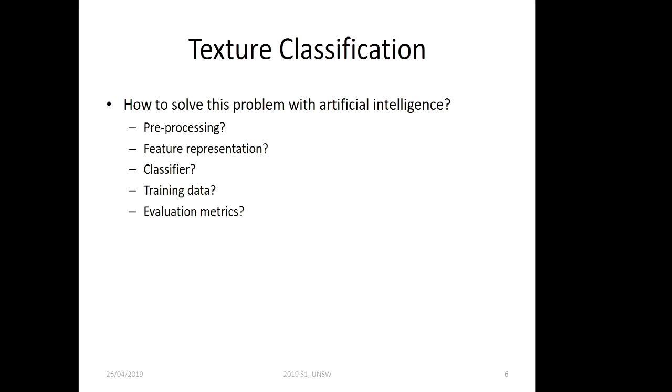So how do we do texture classification? We go back to all these 5 questions that I listed in the previous session. We do need some pre-processing, then feature representation and classifier, training data, and evaluation metrics. So it's still the same set of questions that we need to consider when we design the applications. I will start with the simplest components first, then keep the feature representation to the later part, because that's the more difficult component.